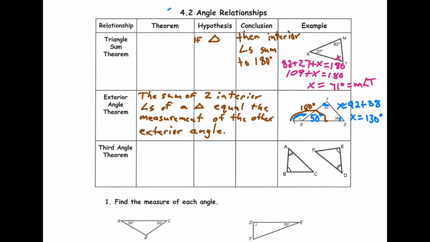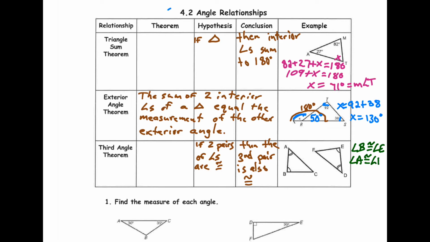And then the third angle theorem I am going to write as a conditional. Hopefully this one is a little bit obvious for you, but it says if two pairs of angles are congruent between two triangles, so we have angle B is congruent to angle E. I'll write that down. Angle B is congruent to angle E, and I know this because of the angle markings. And we know angle A is congruent to angle D. So if we have two pairs of angles congruent, then this tells me that the third pair of angles also has to be congruent. So I know that angle C and angle F have to be congruent.